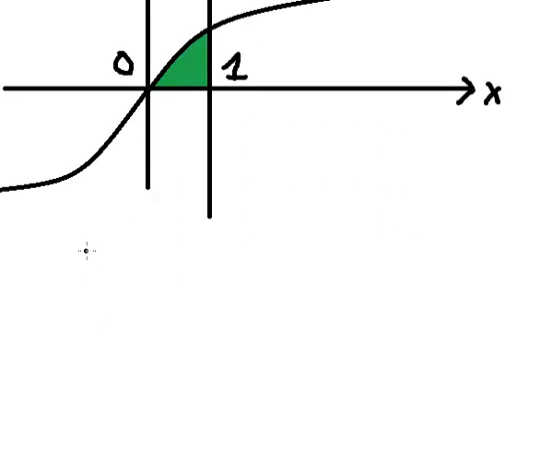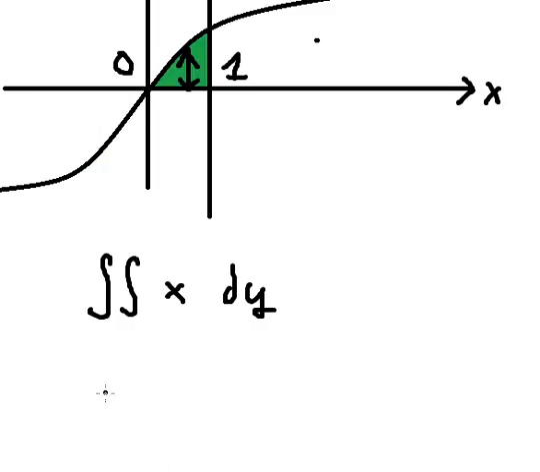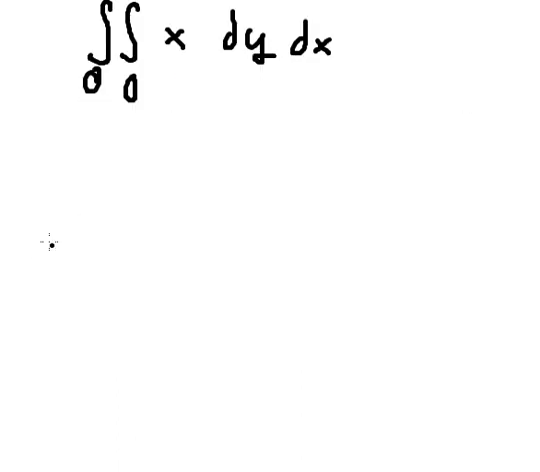So we need to find dy. So y is this one. We can see that y is greater than or equal to 0 and smaller than arctan of x. About the x, that should be from 0 to 1. And now we need to find the answer.